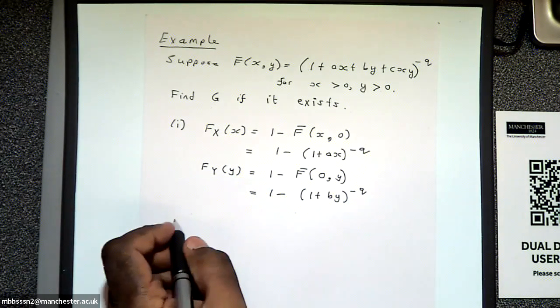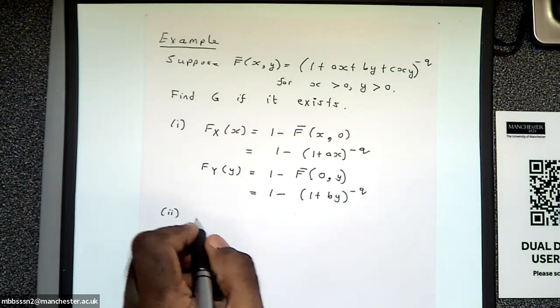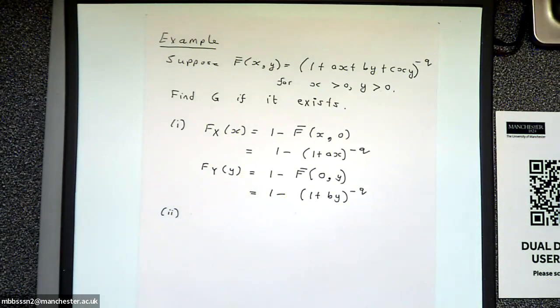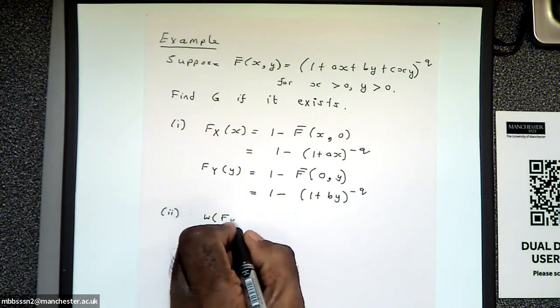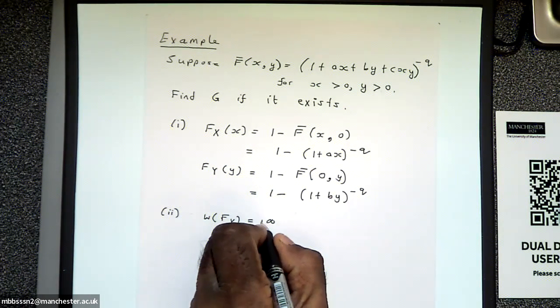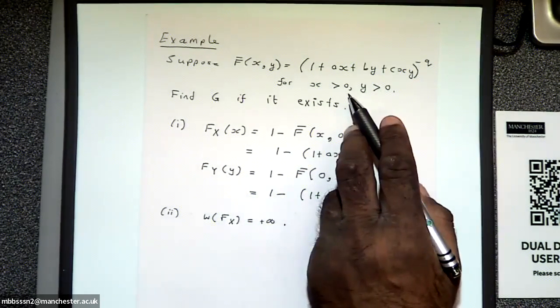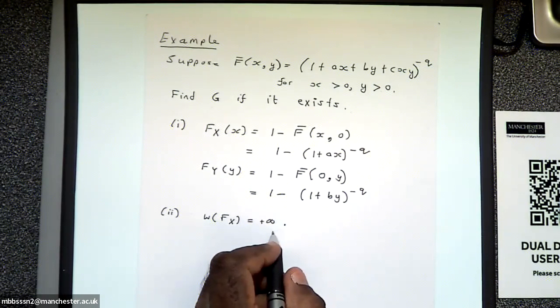Okay, step number two is to determine the domain of attraction of the marginal CDFs. Now, I'm sure we've done plenty of examples. We've done many examples on which of the three domains do you think this belongs to? You should be able to tell. Which of the three domains do you think it belongs to? It's clear that because x is greater than 0, the upper end point must be plus infinity, right?